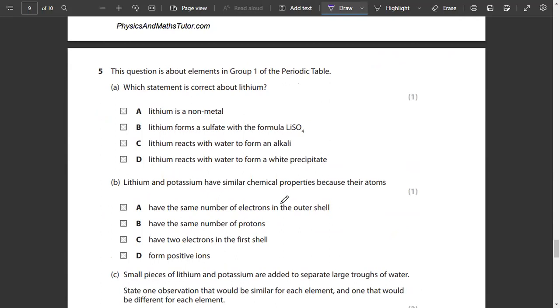Question number 5. This question is about elements in group 1 of the periodic table. Which statement is correct about lithium? Lithium is a non-metal. Wrong. Lithium is a metal. Lithium forms a sulfate with formula LiSO4. Li2SO4, no. Lithium reacts with water to form an alkali. Yes. ये आपके पास correct answer होगा.